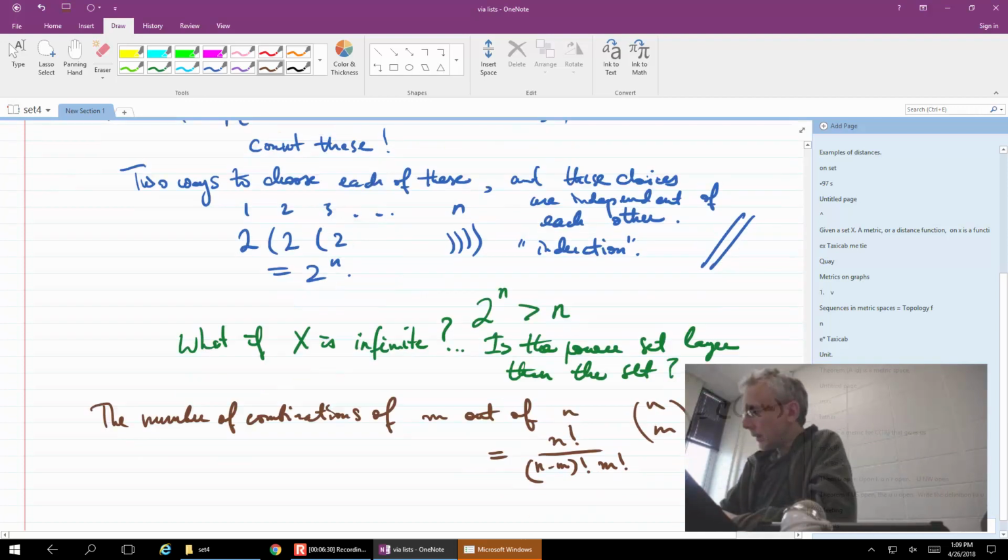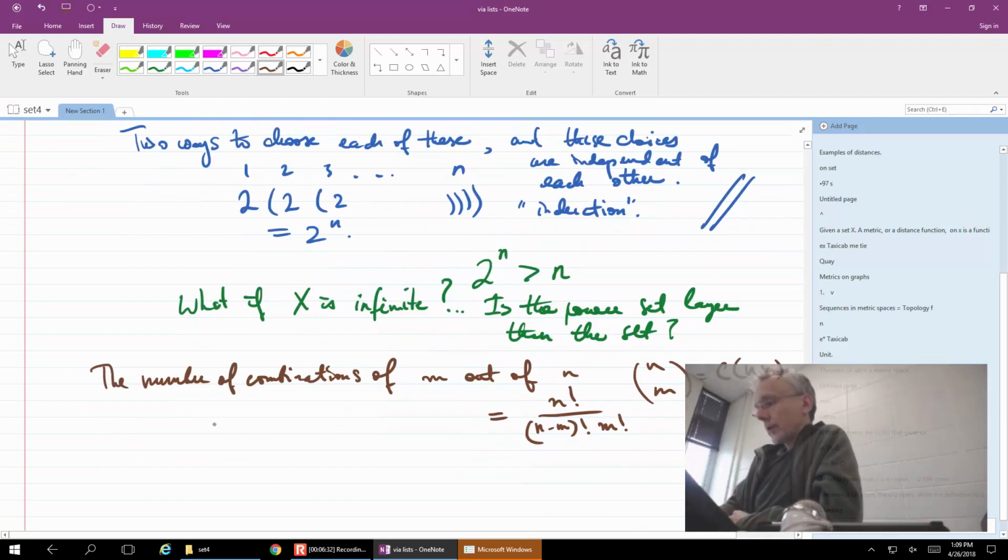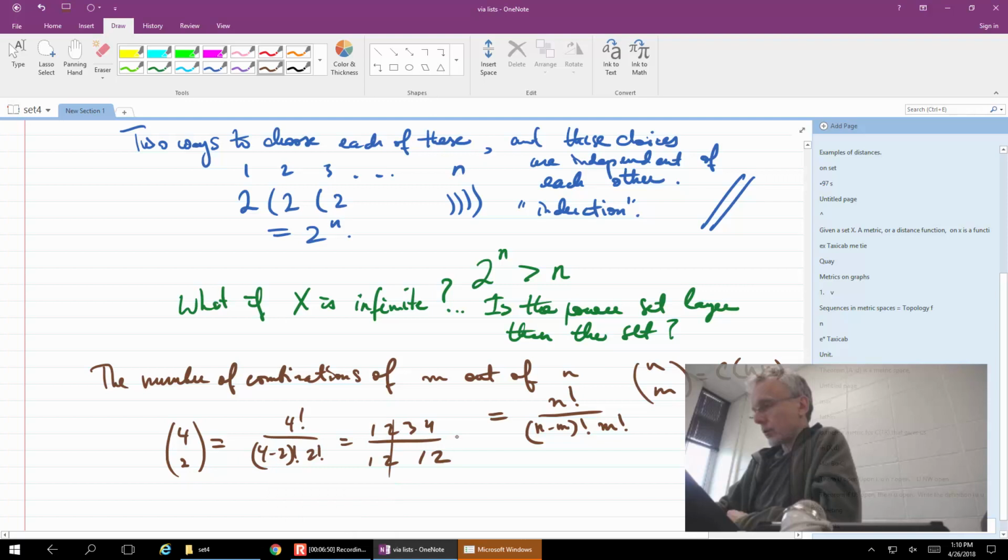Let me check. If I do 2 out of 4, then I'm supposed to have 4 factorial divided by (4 minus 2) factorial times 2 factorial, so it's 1, 2, 3, 4 over 1, 2 times 1, 2. So yes, it is 6.